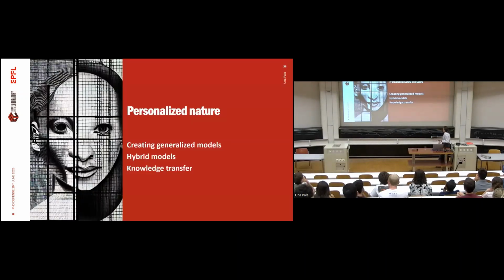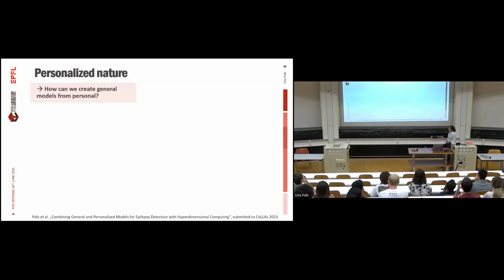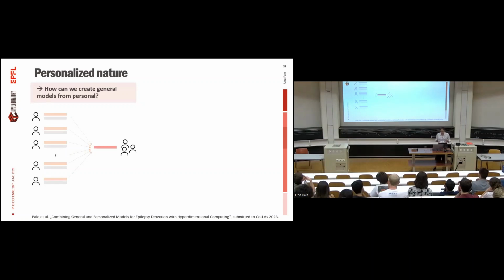Then the third topic was the personalized nature. So the idea was to first study how we can create general models from the personal ones. So if we have several subjects, each with its own seizure, the red one, or non-seizure model vector, we want to somehow put them together to be able to have generalized seizure and non-seizure model vectors. And then ultimately compare them with the personalized ones.